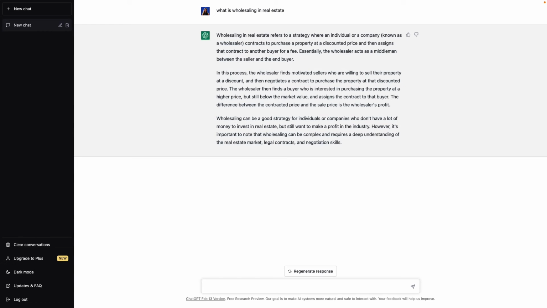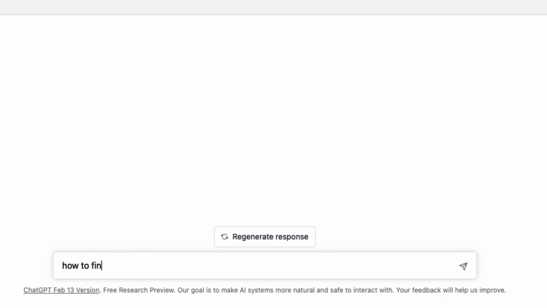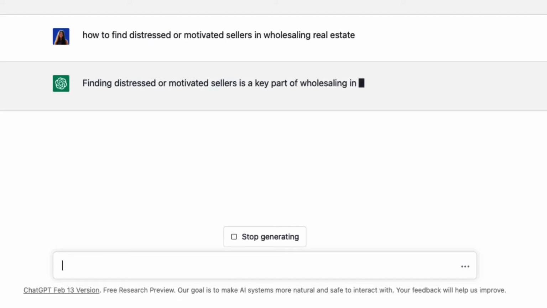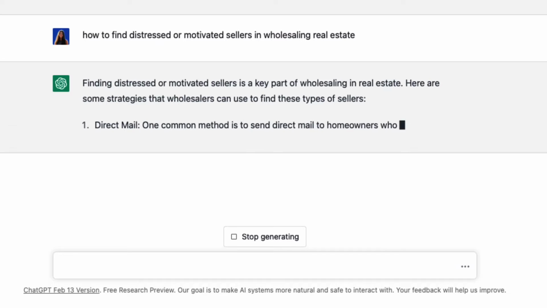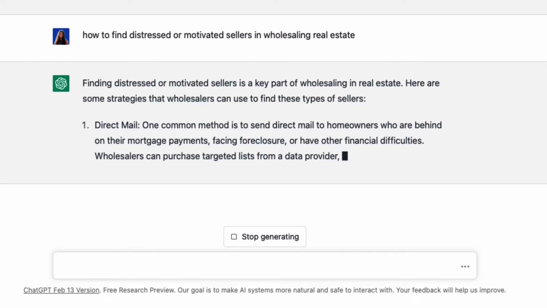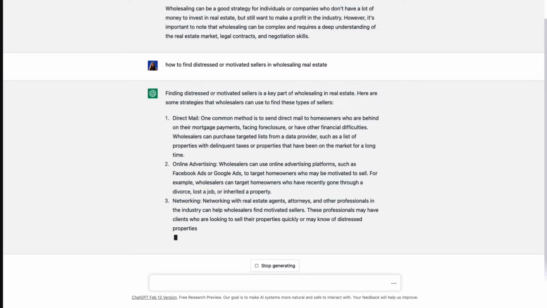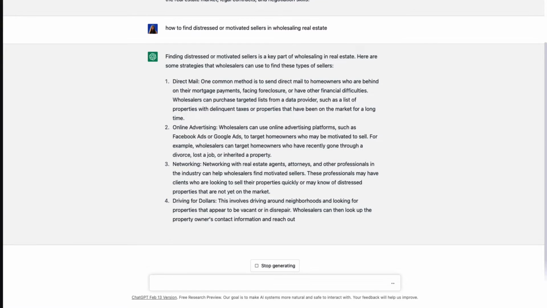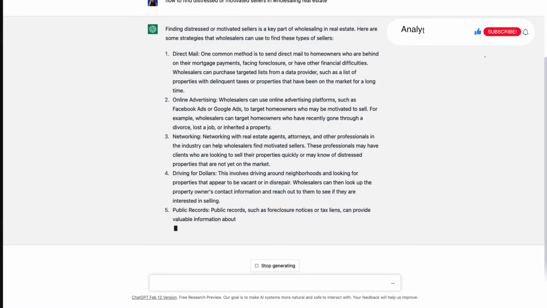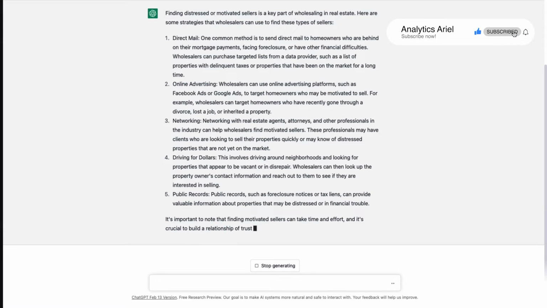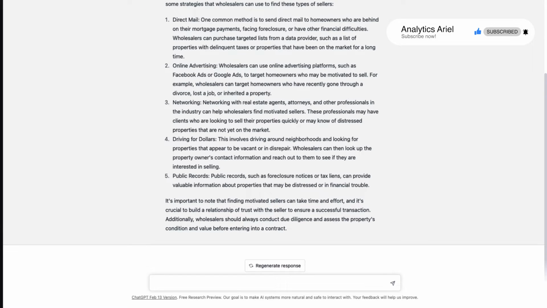So now at this stage, we can ask our next question to ChatGPT, which will be how to find distressed or motivated sellers in wholesaling real estate. ChatGPT will now list a multitude of ways and strategies that we could find motivated sellers. This includes direct mail, online advertising like Facebook ads or Google ads, networking, driving for dollars, so going around a neighborhood and looking for properties that need repair or are vacant, as well as public records. This includes foreclosure notices or tax liens, and can provide valuable information for properties that may be distressed or in financial trouble. Let's imagine now that we want to focus on public records.